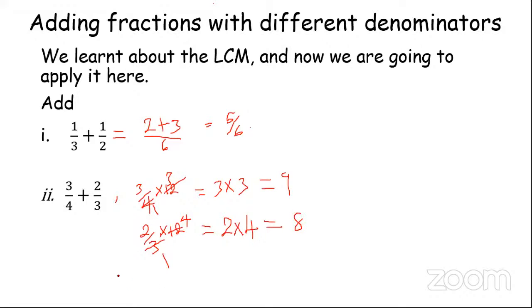8. And then we'll say 3/4 plus 2/3, the same as 9 plus 8 divided by the LCM, which is 12. Okay, what is 9 plus 8? 17. So this would give us 17 divided by 12.